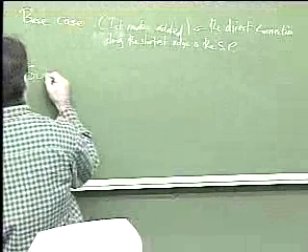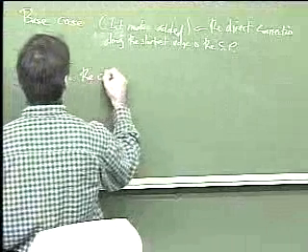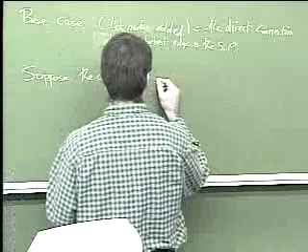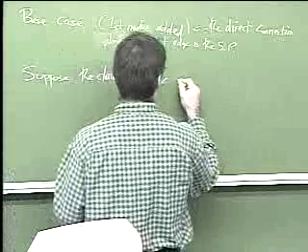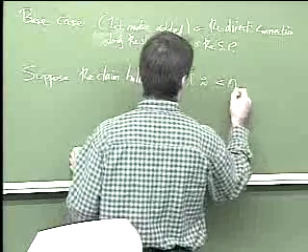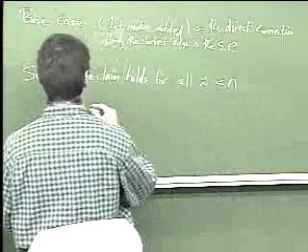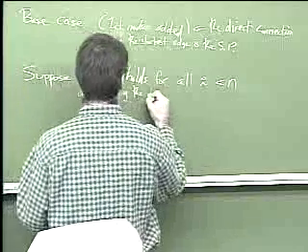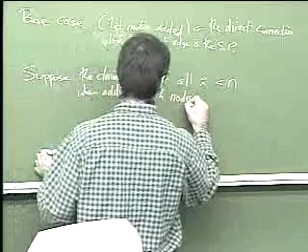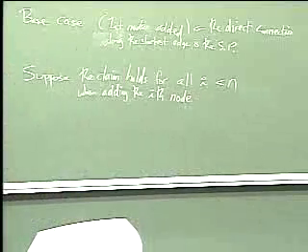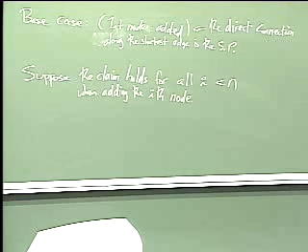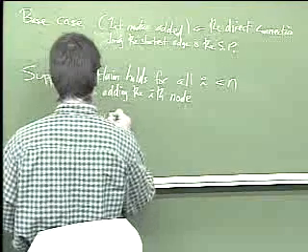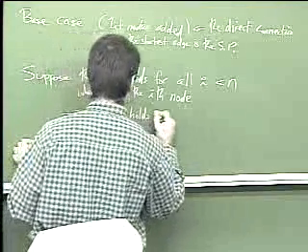Now we're going to do the inductive step. Suppose the claim holds for all nodes i less than n when adding the ith node. Okay, so it holds for the first. Now assuming it holds for the first node, second node, third node added, up to the n minus first, show it also holds for the nth node.